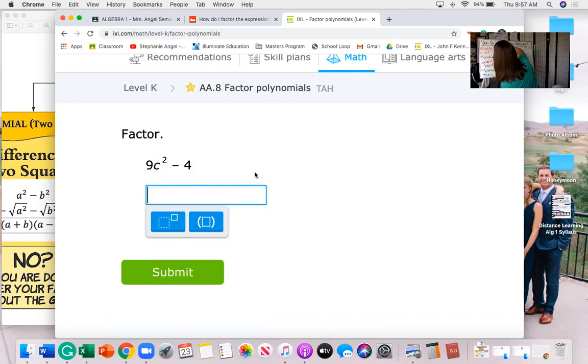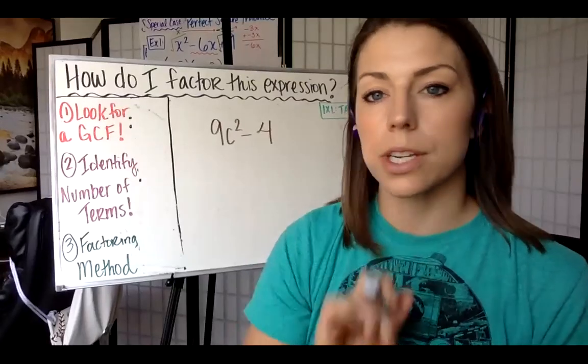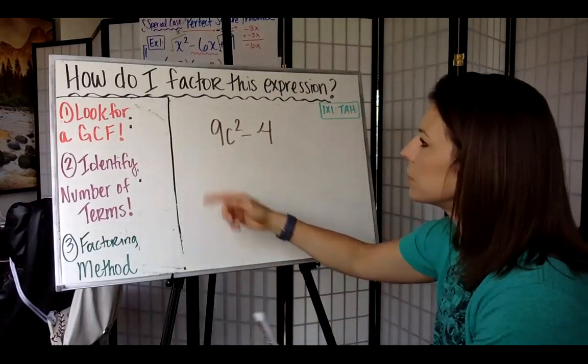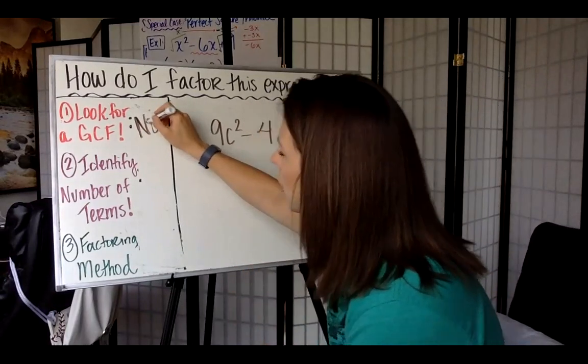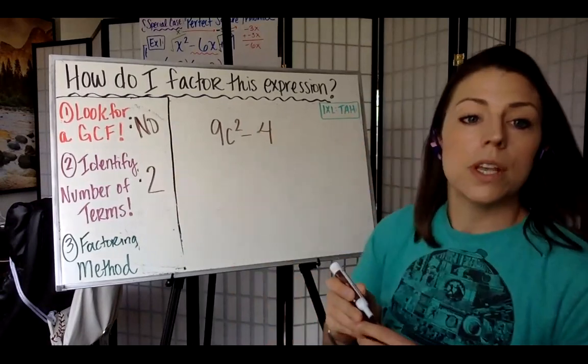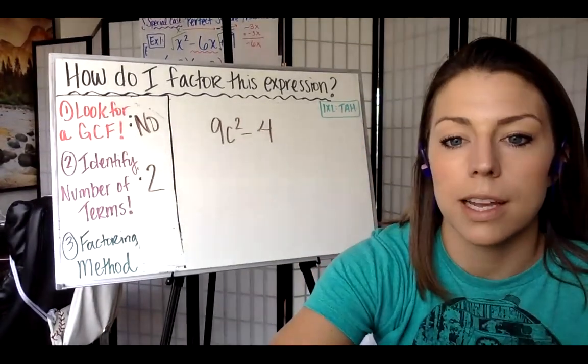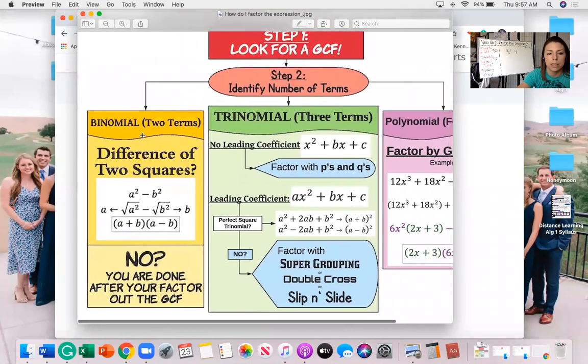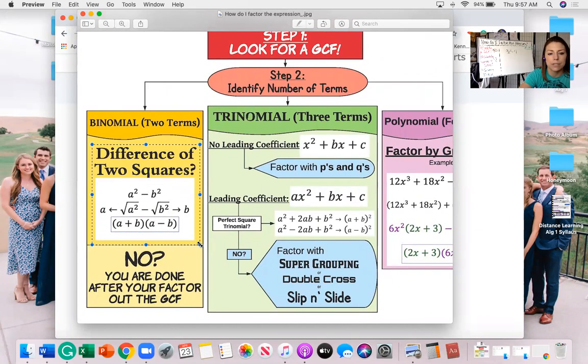All right, we always ask ourselves the same first question. Is there a GCF? Okay, so this one is 9c squared minus 4. All right, let's go through our questions. Is there a GCF? I don't think there's a GCF of 9 and 4, because 3 doesn't go into 4, 2 doesn't go into 9, no. How many terms is it? There are 2 terms. So let's take a look at our flow chart and see what it wants us to do. Okay, when there are 2 terms, that means it's a binomial. Is it a difference of 2 squares?